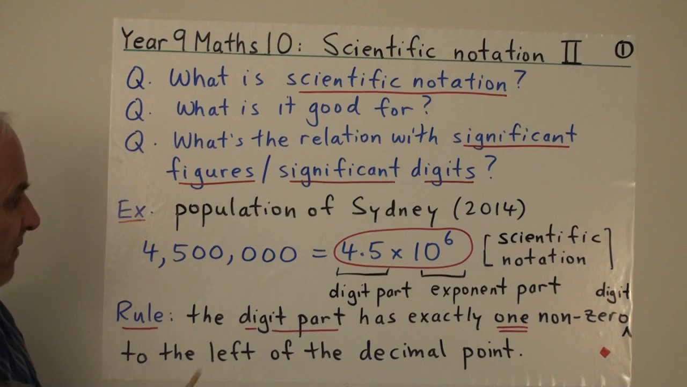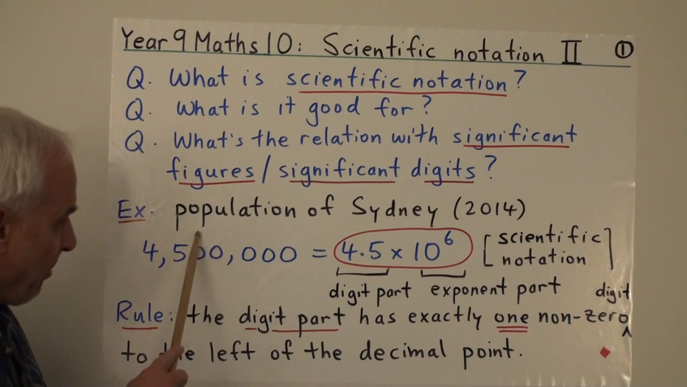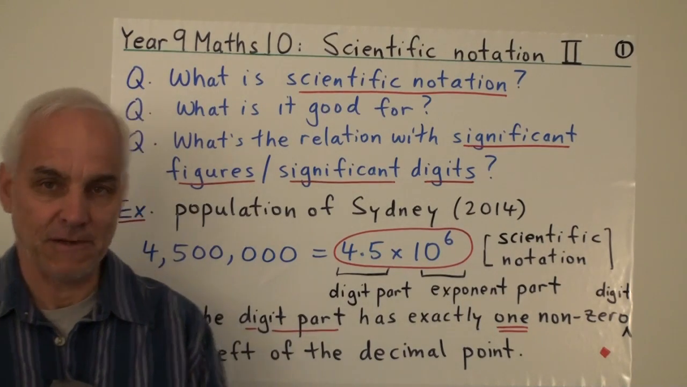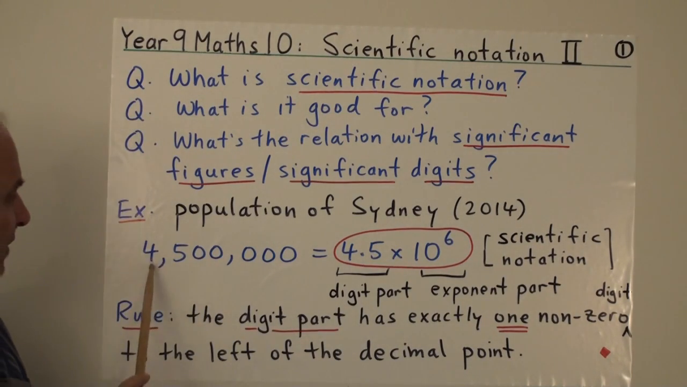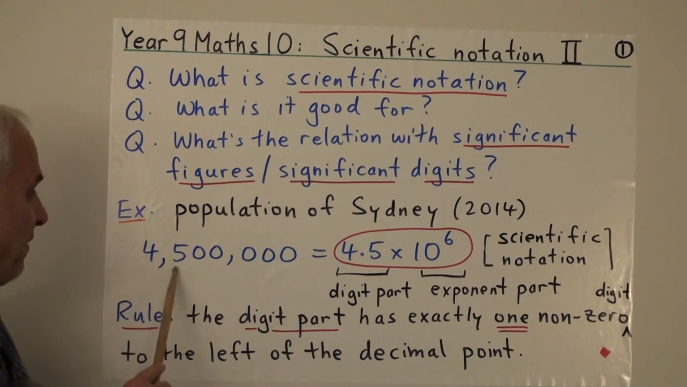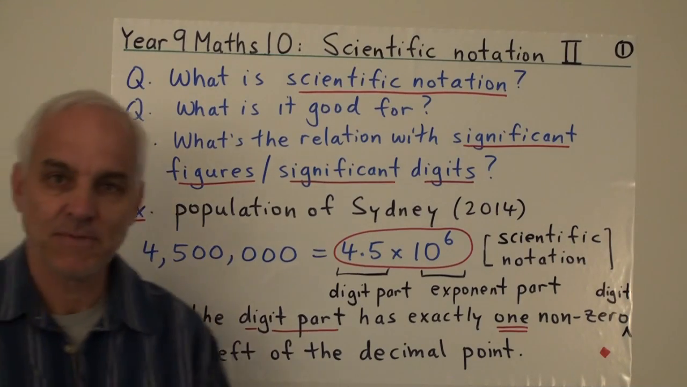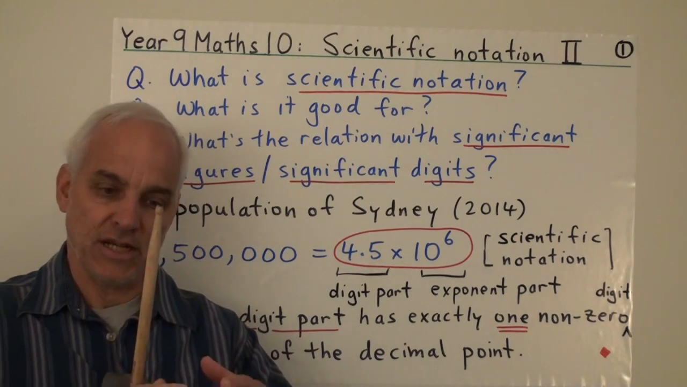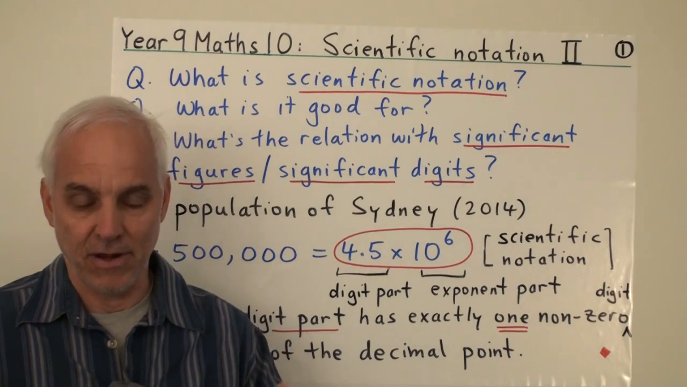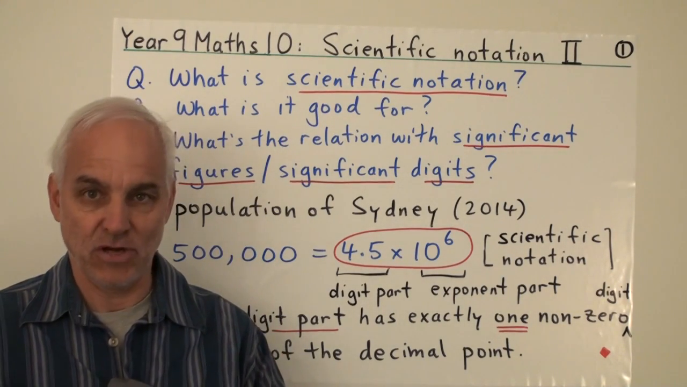All right, so it's a way of expressing a number. Let's look at an example. The population of Sydney around 2014, which is roughly 4.5 million people. So 4,500,000. Now this is a very rough estimate, and it includes not just the official city of Sydney, but the larger metropolitan area, basically everybody who lives in the general area.